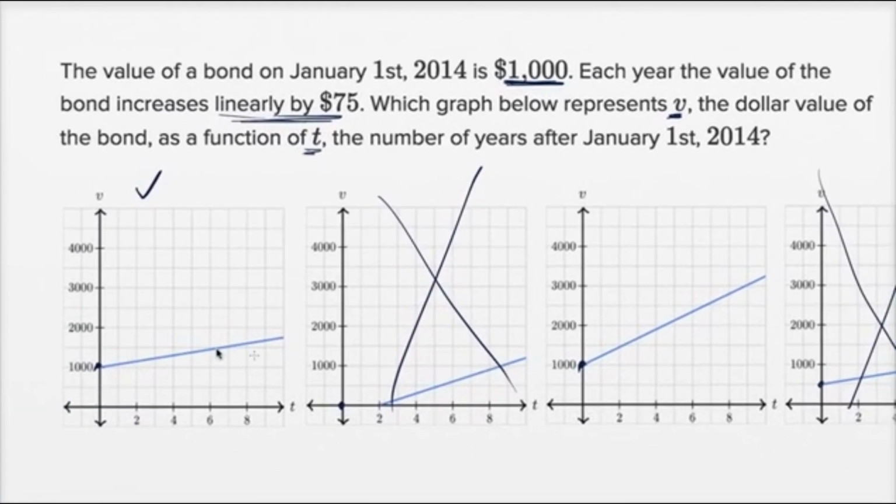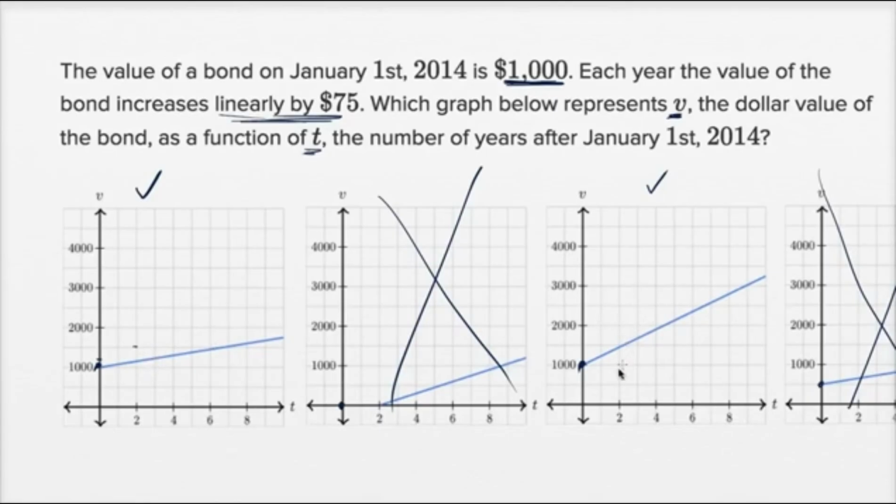So the two that we're left with, this one and this one, they start in the right place, but let's see how fast they increase. Remember, every year we should be increasing by $75, or every 2 years we should be increasing by $150, or every 3 years we should be increasing by $225. Here, I'm just going to try to eyeball. After 2 years, we should increase by about $150. And that doesn't look inconsistent, because one whole block on the vertical axis is $500. After 3 years, we should be at $225, which looks a little less than half of 500. So this one is looking pretty good.